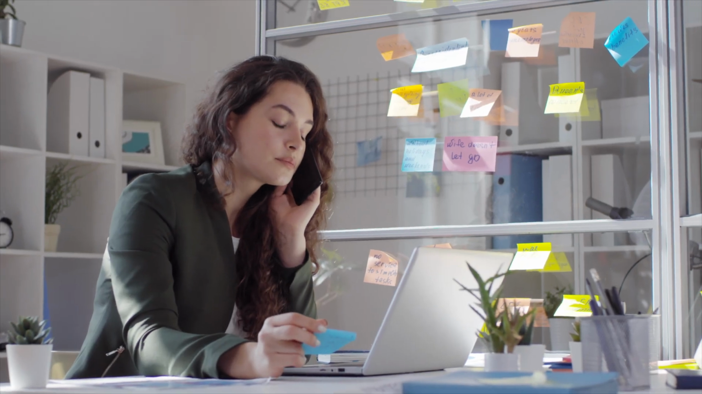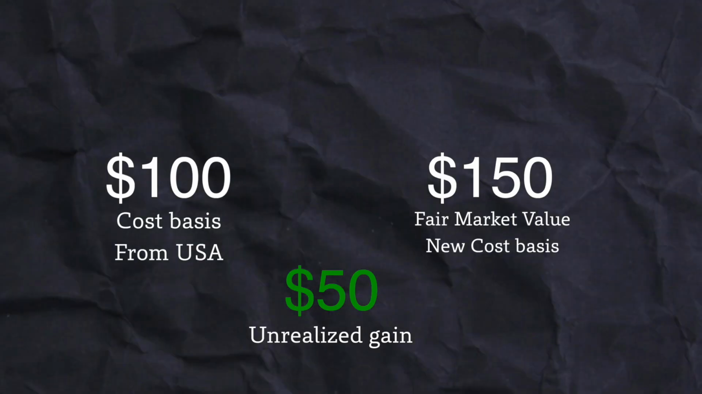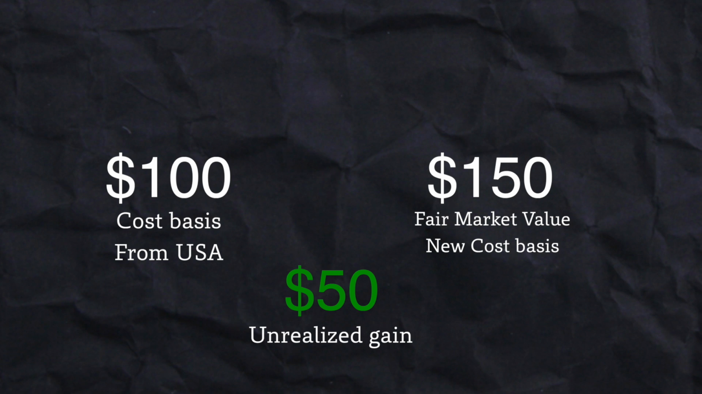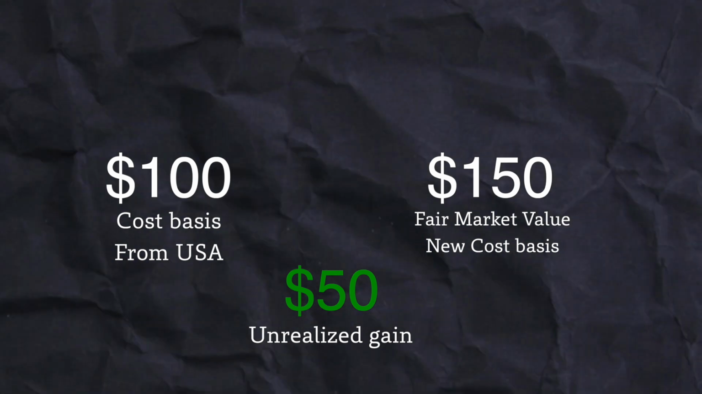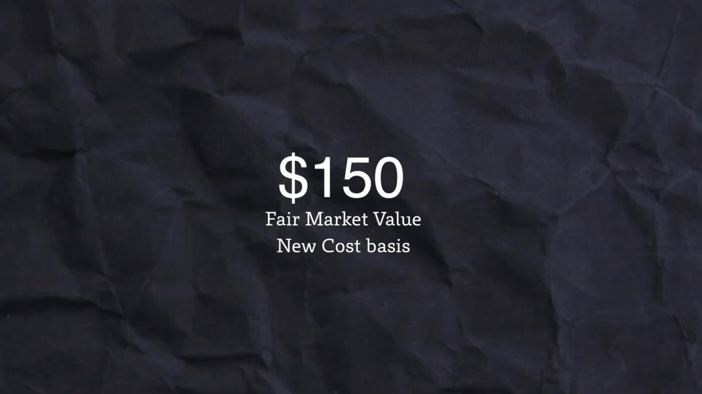So as a very simple example, you worked in the US and you bought a stock for $100 and now it's worth $150. You have an unrealized gain of $50. So when you move back to Canada and you bring your stocks with you, the CRA will ignore the $100 that you initially bought it at and say, okay, from now on in Canada, the value that you bought the stock at is $150, essentially erasing the $50 in capital gains that you have acquired.